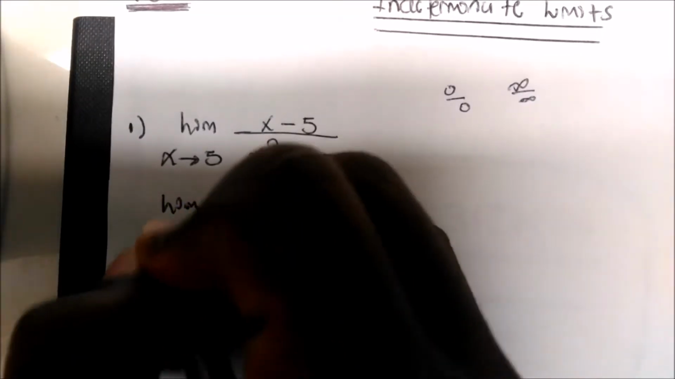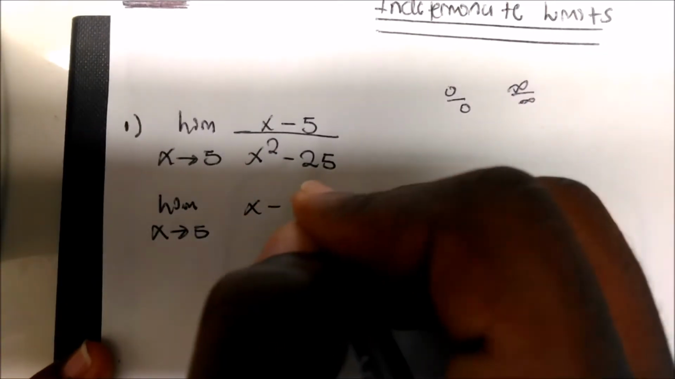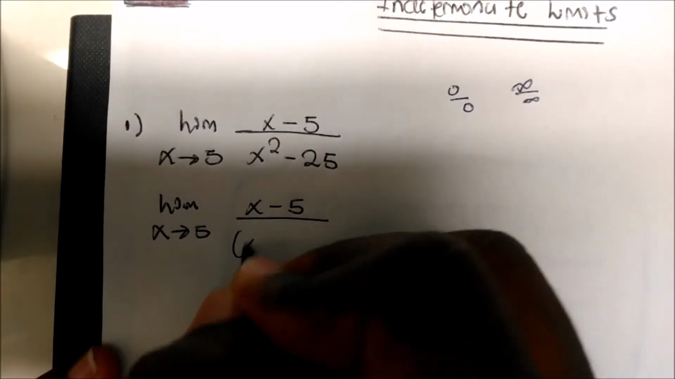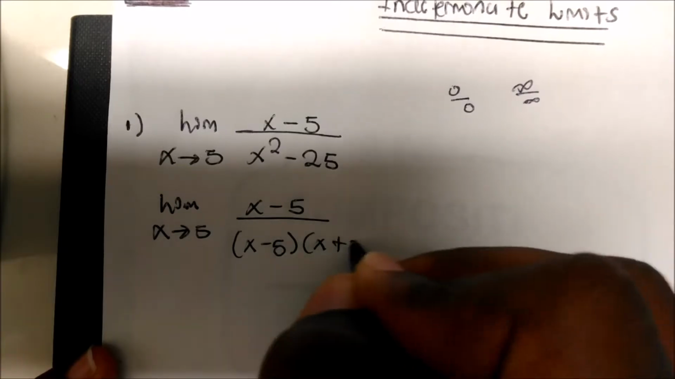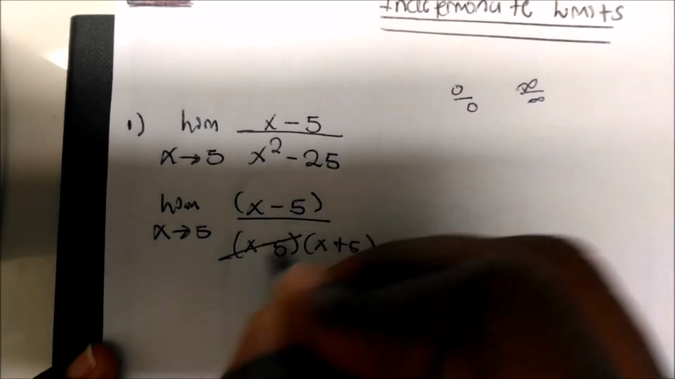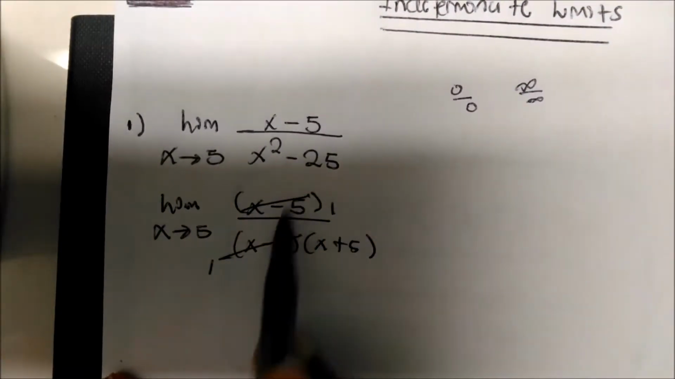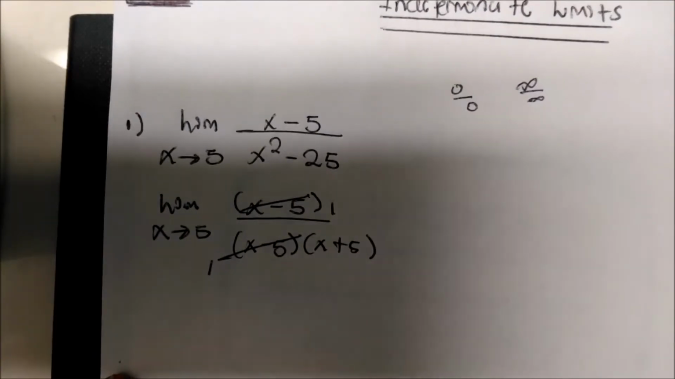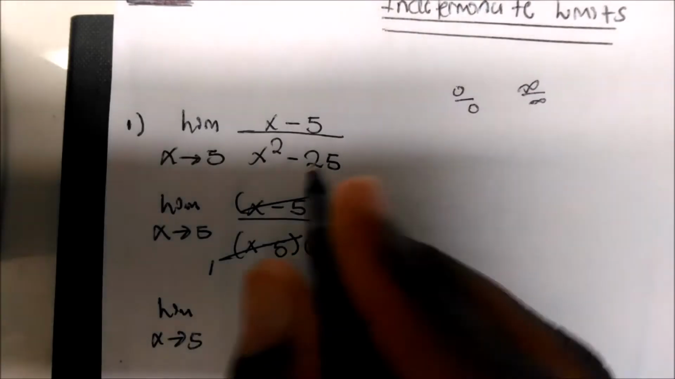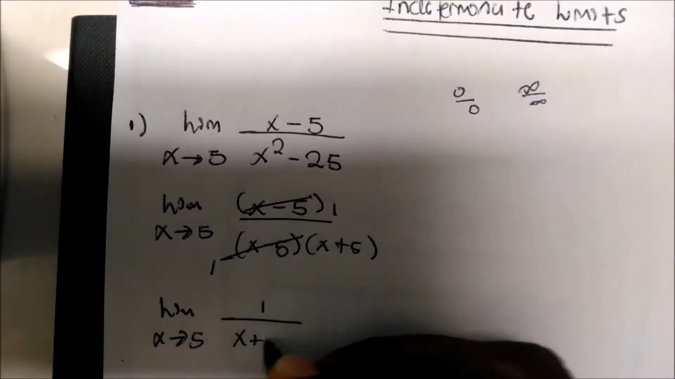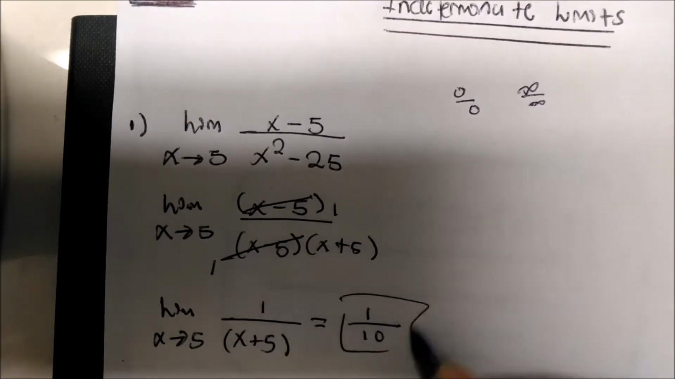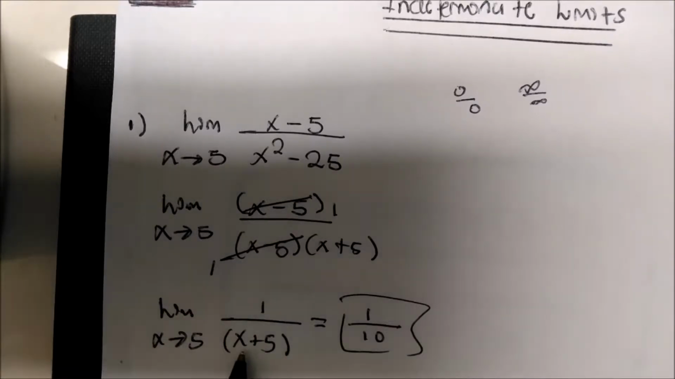Keep my notation and say the limit as x approaches 5 of x minus 5 over this bottom, which is a difference of squares. So this is now x minus 5 times x plus 5. I put parentheses around here just to make it look nice. We could immediately see that this removable hole is what is causing our function to be 0 over 0. So now the limit as x approaches 5 of 1 over x plus 5 is just 1 over 10. We just plug in 5, and this is no longer 0 over 0.